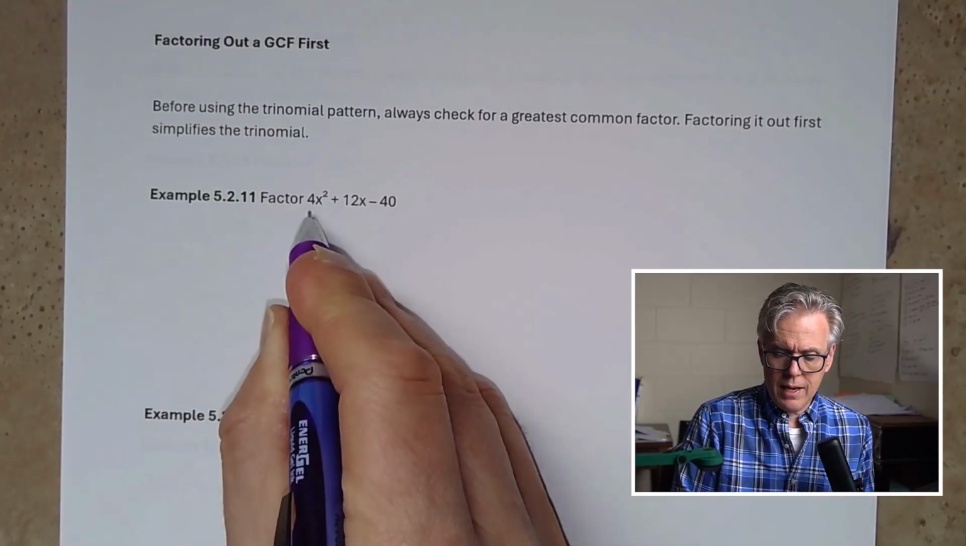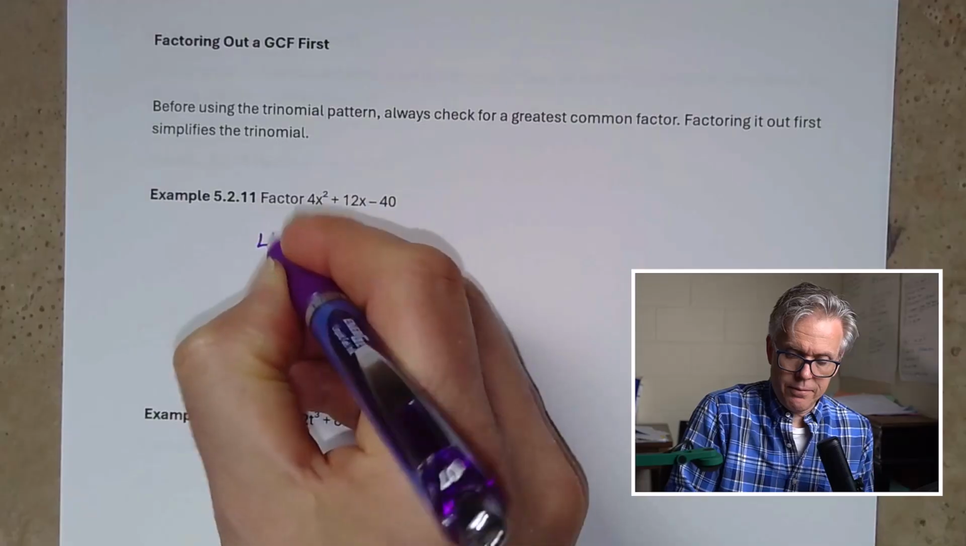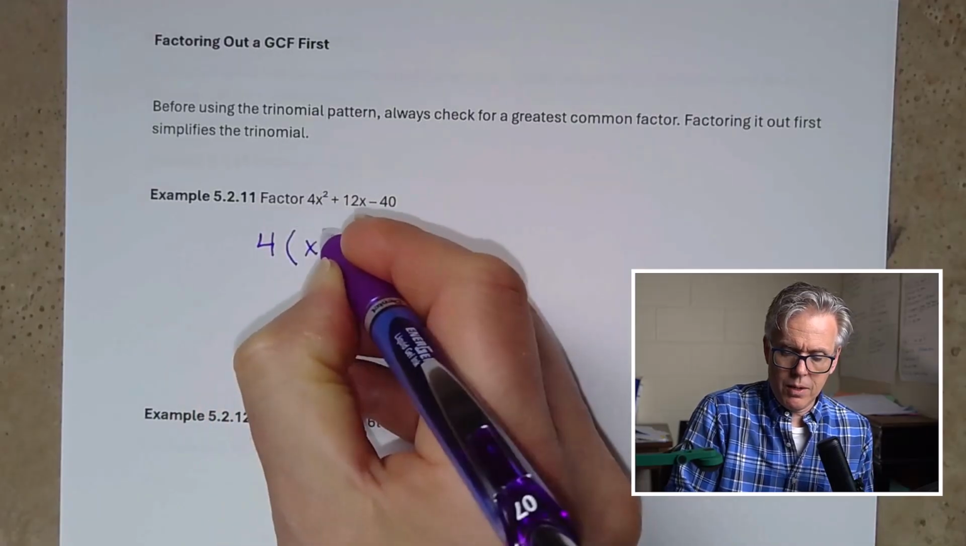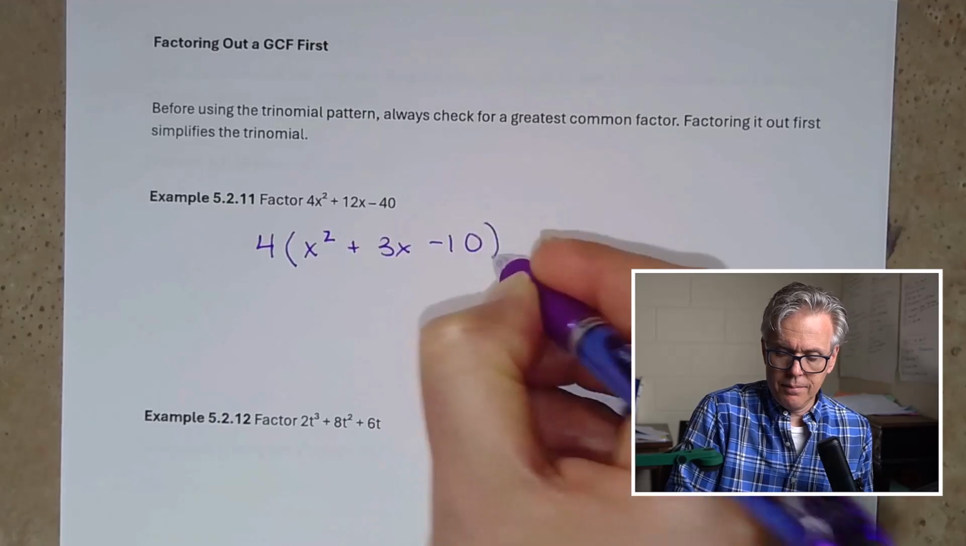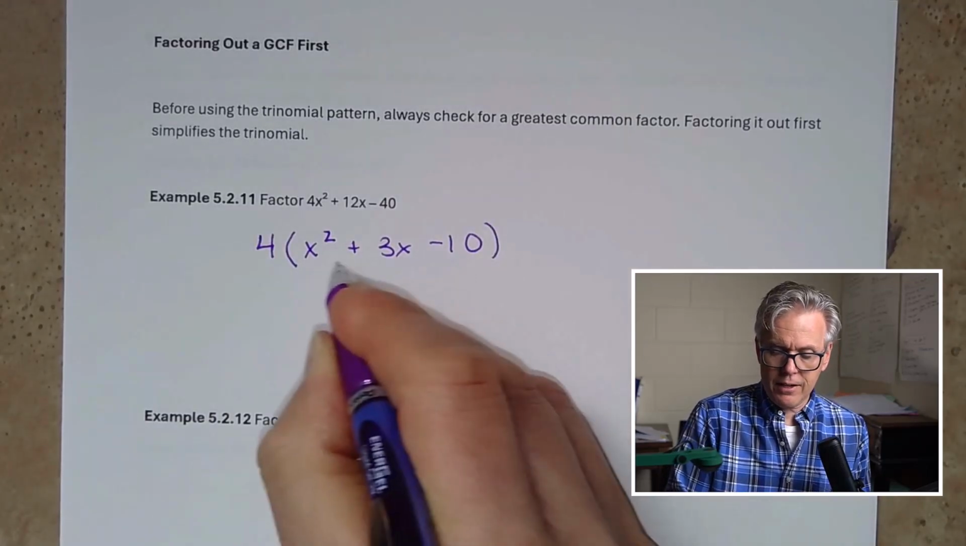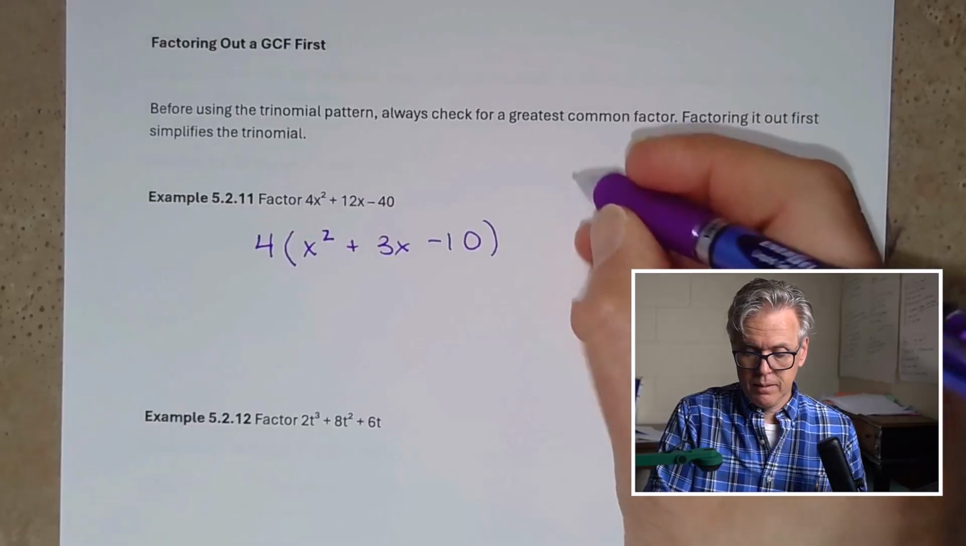So do I have a greatest common factor in these three terms? Sure, I can pull out a 4. When I do that, what am I left with? X squared plus 3x minus 10. Now what I do is I factor what's in parentheses if I can. Now you may not be able to.